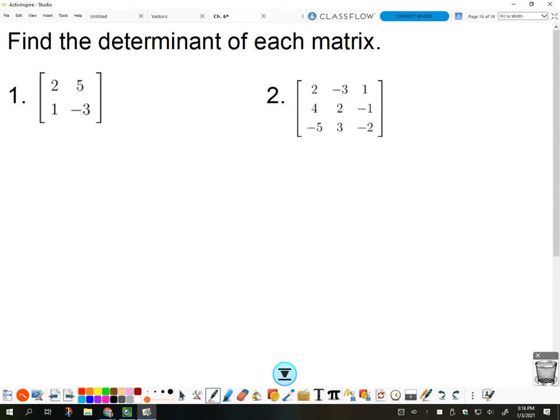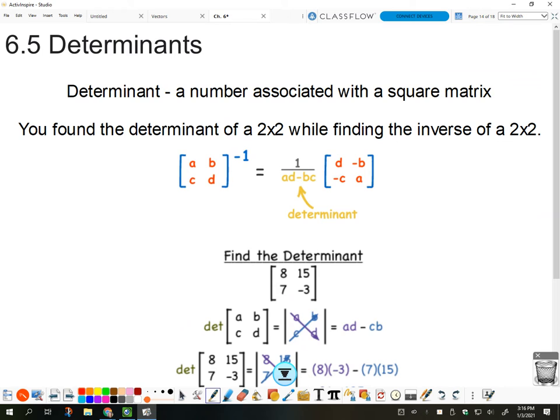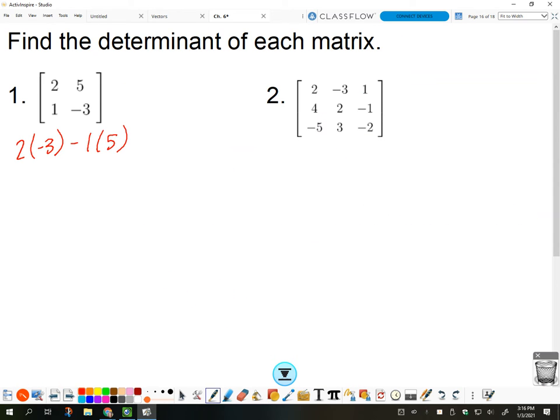All right, so doing a 2 by 2, super simple. Multiply 2 times negative 3 minus 1 times 5, and I'm second guessing myself, so I'm going to go back and look and make sure that I'm right. So that diagonal, yes, I'm right. So this diagonal minus that diagonal. So negative 6 minus 5 gives me negative 11 as that determinant.